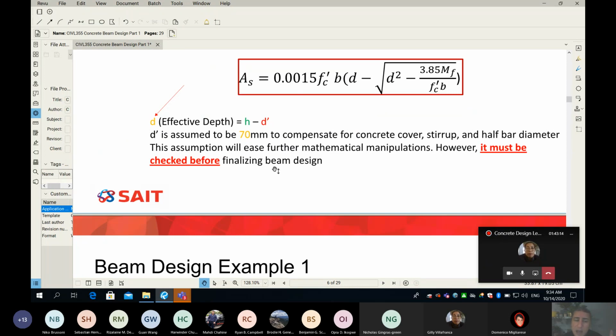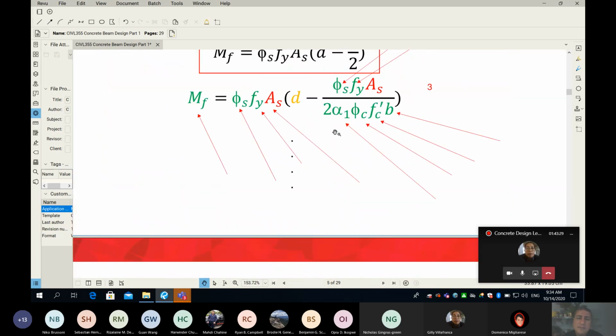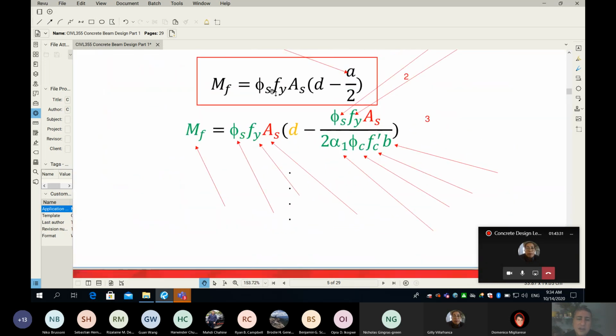You can see in red, bolded and underlined. It means before you finalize your beam design, we have to go back and make sure that this is happening. Okay. Now, once we do that, let me go back to here. When you think about this equation, if I make the assumption that D is equal to H minus 70, I can turn this D into green.